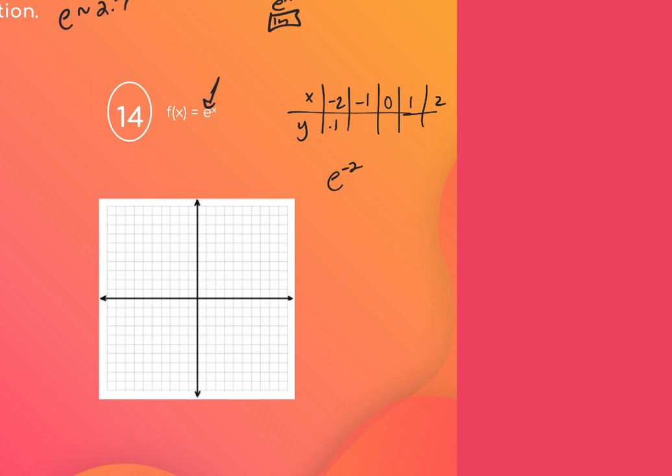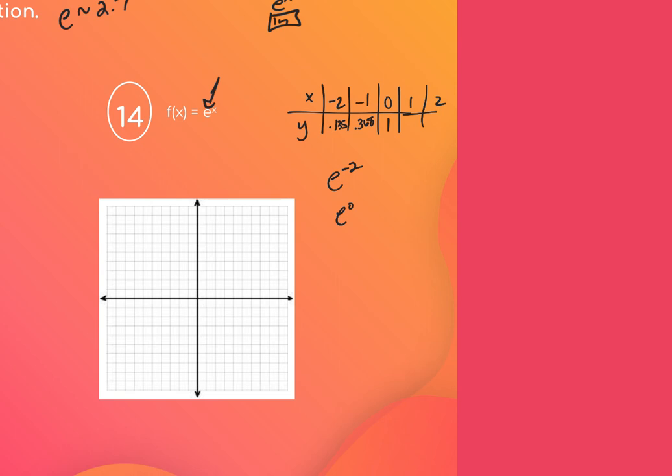The T chart on WebAssign rounds to 3 decimal places, so it would be 0.135, but you're not going to get more accurate than 0.1 when you go to graph it, so don't stress too much about that. Then I would do e to the -1, and I'd get 0.3678, so 0.368. e to the 0 would still be 1 because anything to the 0 power is 1.